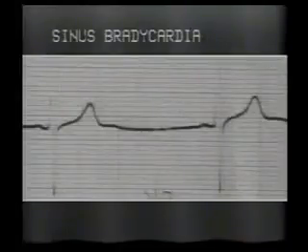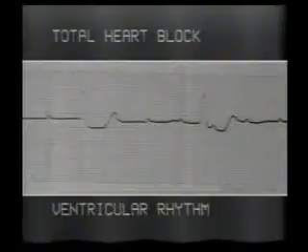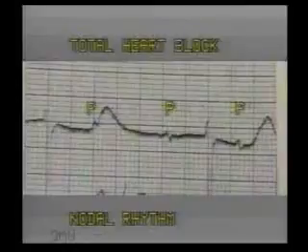This is sinus bradycardia. The same strip in lead 2, note normal P wave, normal PR interval, and normal QRS. In contrast, in this ECG, the QRS complexes are wide and bizarre, occurring at regular intervals, but they are not related at all to the P waves, which have their own rhythm. This is complete heart block with ventricular rhythm.